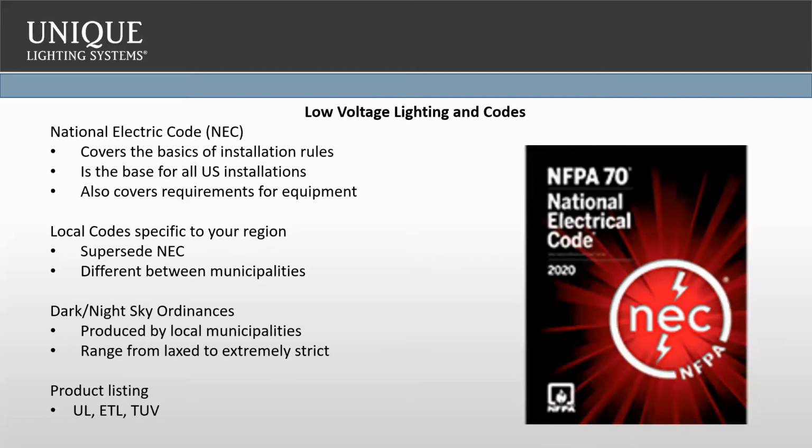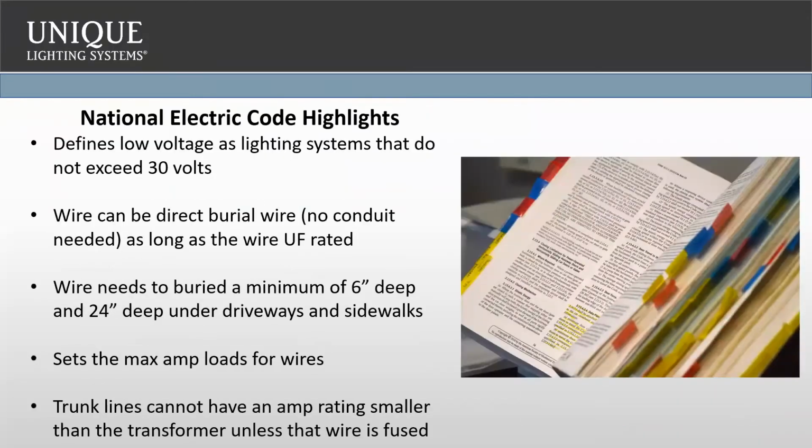And then the last two things on here are dark sky ordinances or night sky ordinances. We'll talk about that a little bit more. Again, there's really not one size that fits all. And then we've got product listings for each of the projects, which you've probably seen: UL, ETL, or TUV. With that, let's just go ahead and jump into some of the National Electric Code highlights.